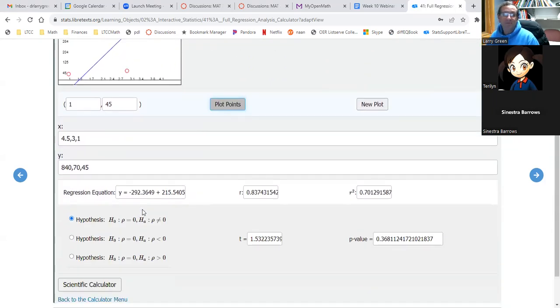When you have a line, you have an equation. Here's the equation of the line. And that is y equals negative 292.3649 plus 215.5405x. Any questions on that? And that's the equation of a line. The slope would be about 215. I just rounded, made it 216, I guess, to round. And the y-intercept would be negative 292. Any questions on that idea?